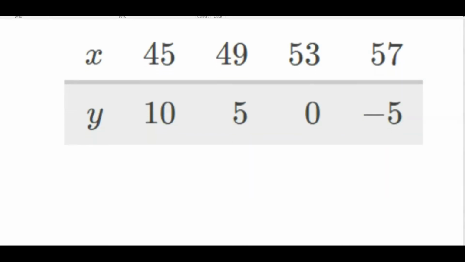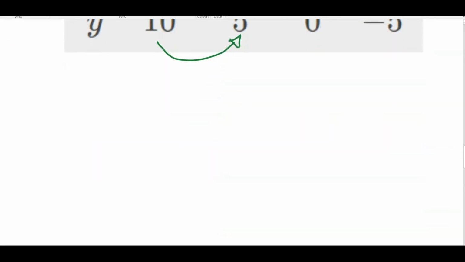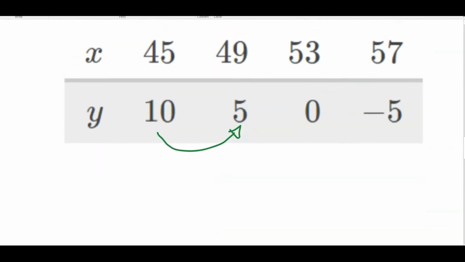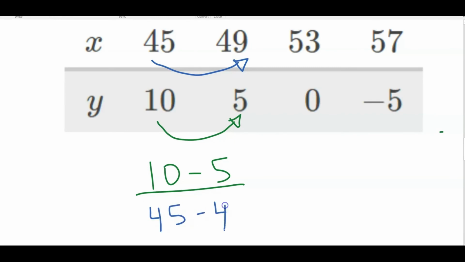Let's just say, for example, I chose this y value 10 and I subtracted this y value, because to find the slope I would say y minus y and x minus x. To find the slope I have to find the change in y. That is always going to be the rise. So if I subtract a y value from a y value, 10 minus 5, that'll give me the rise. And if I go up here and subtract an x from an x, 45 minus 49, that gives me the run.